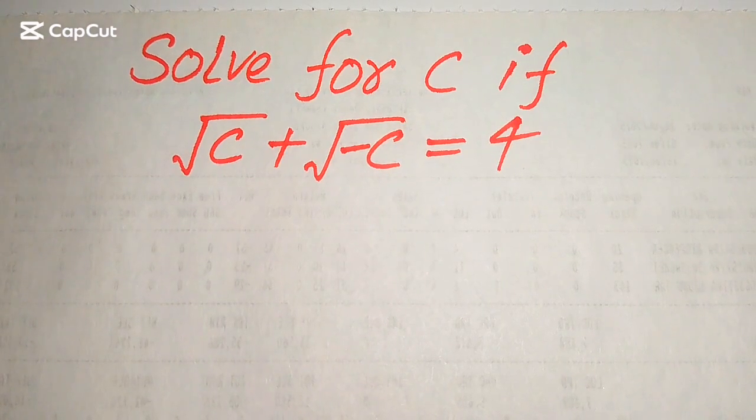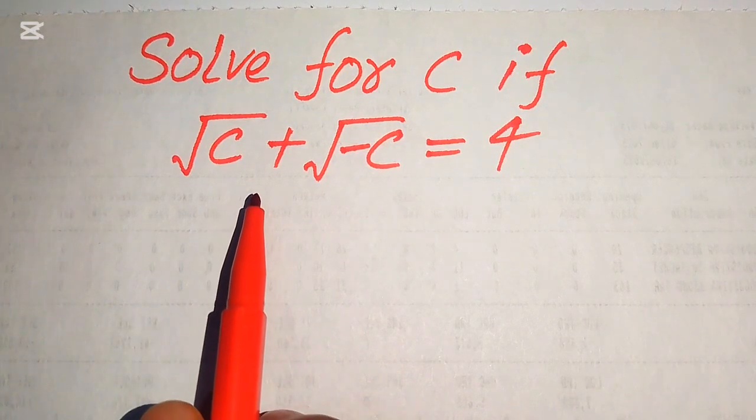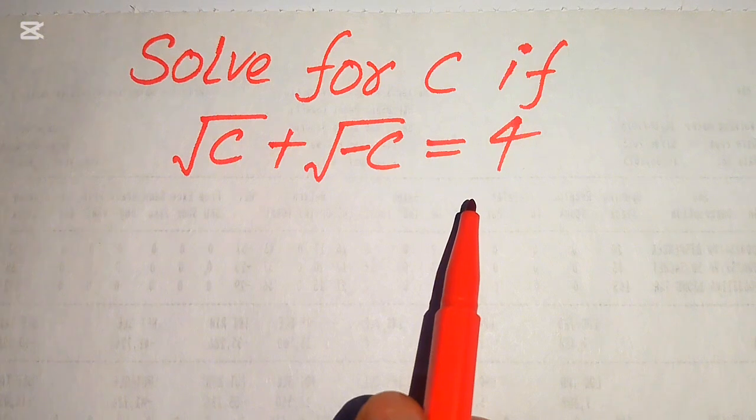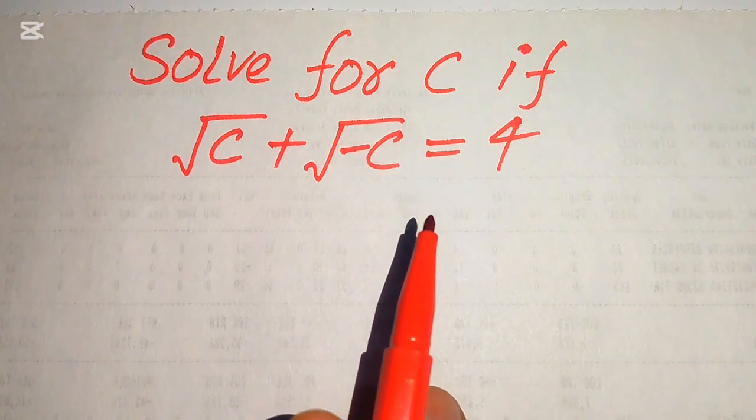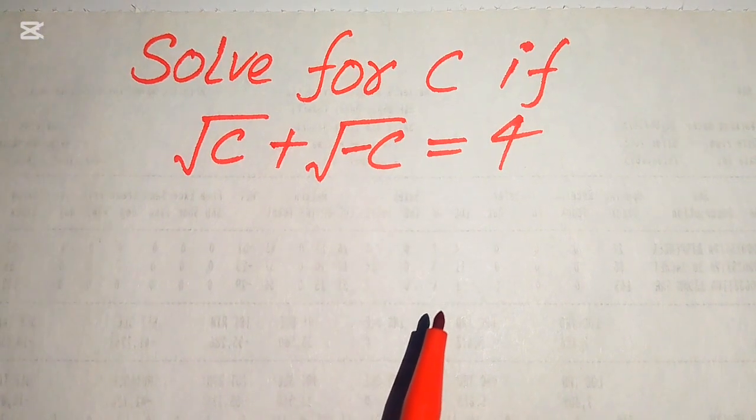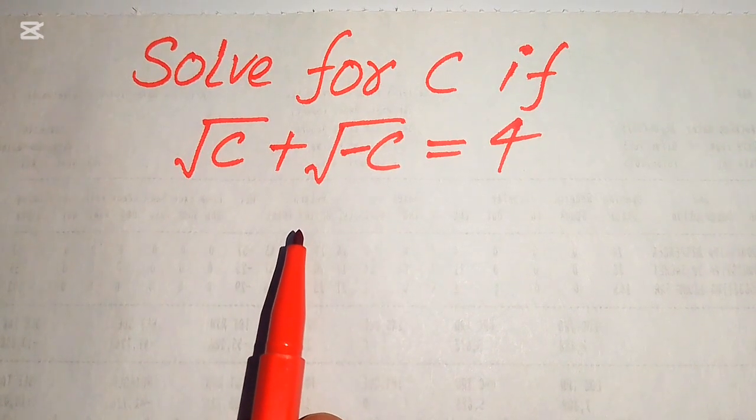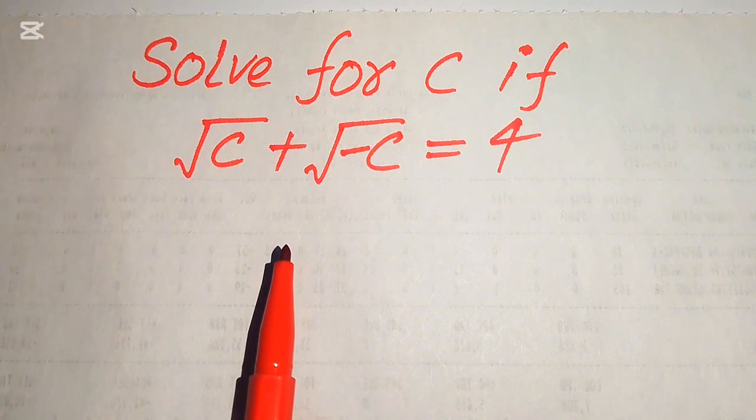Hello everyone, today I want to show you how to solve this problem for the values of c if we have square root of c plus square root of minus c equals 4, and we solve this problem for the values of c. And now here our first target is to eliminate this square root sign from the left hand side.